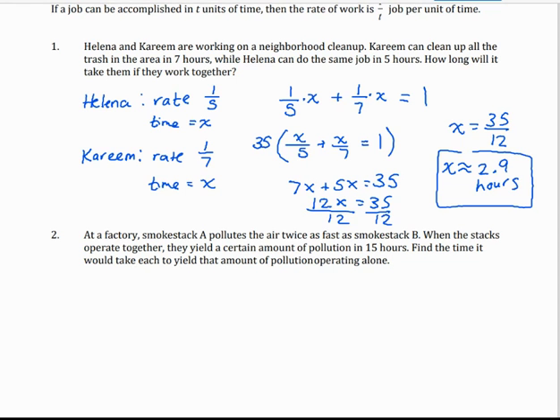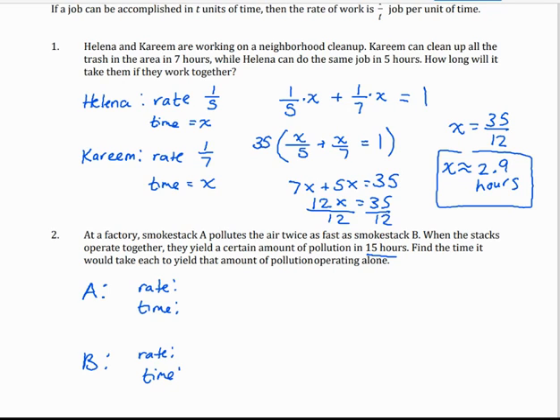So this time around, we have the time. Okay, so if we organize this again, similarly to how I did above, we have smokestack A and we have smokestack B. We want to know smokestack A's rate, its time. We want to know smokestack B's rate and its time.